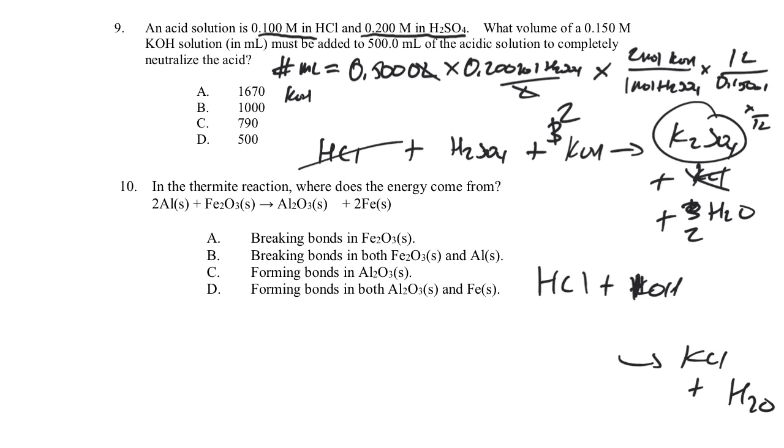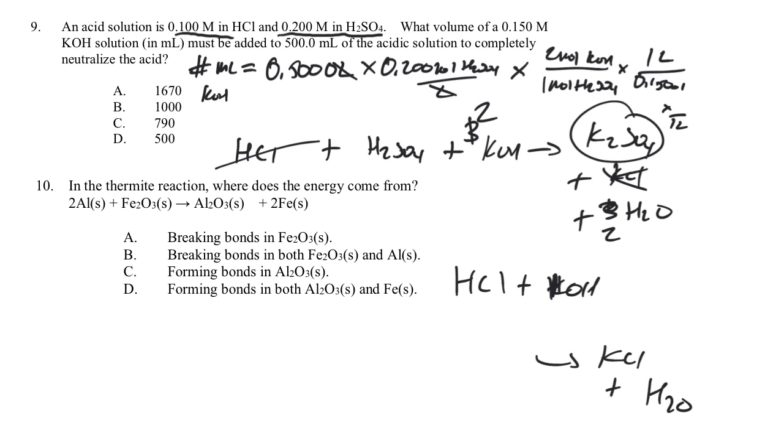Let me rewrite this here just for that last step. The last step was just converting to milliliters. So 1 liter is 1,000 milliliters. So that's 1333 milliliters to neutralize just the H2SO4. So 1333 milliliters of KOH.